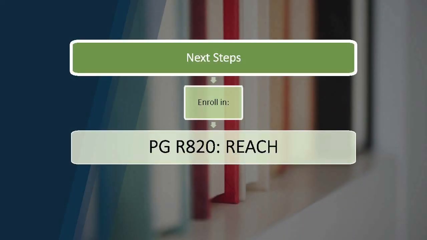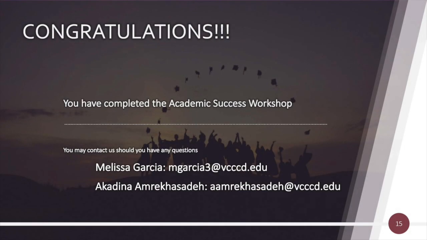The next step is to enroll in PGR 820. This is a pass, no pass, 0-unit class that only takes place once for 2 hours and 50 minutes. It's totally free and doesn't utilize any financial aid. You can enroll in this class the same way you enroll for any other class through your student portal. Congratulations, you have officially completed the ASW.